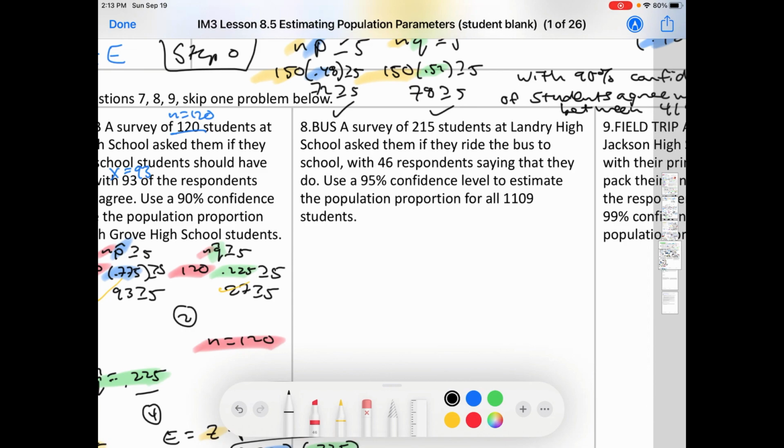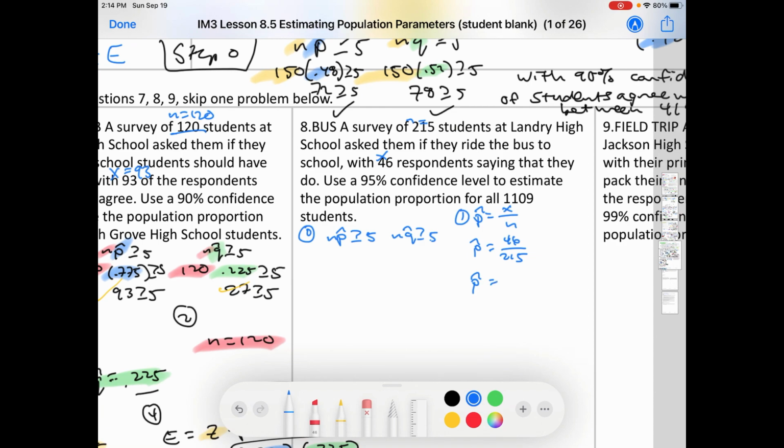All right. A bus. A survey of 215 students at Landry High School asked if they ride the bus to school, with 46% of respondents saying they do. Use a 95% confidence interval to estimate the population proportion for all 1,109 students. Step 0, let's check for those conditions. n times p-hat greater than or equal to 5, and n q-hat greater than or equal to 5. Well, I need to get those from p-hat. So p-hat is x divided by n, which is our total of successes, x, which is 46, and our n value, which is 215.